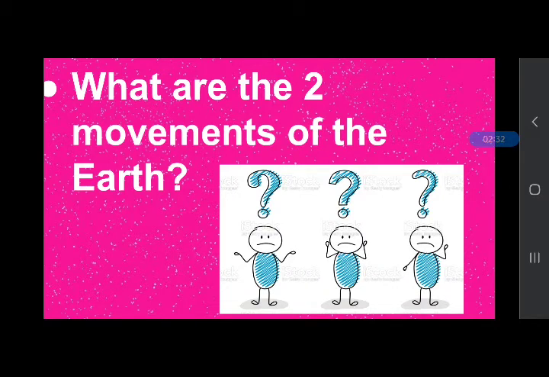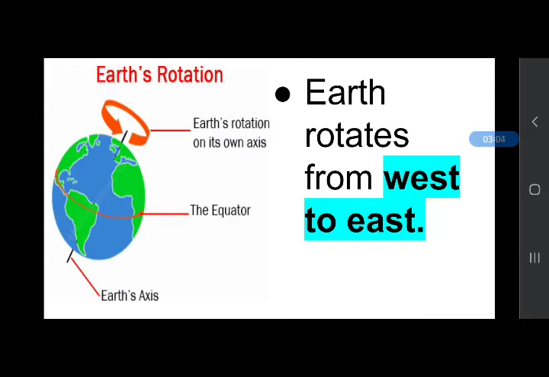Now, answer this question. What are the two movements of the earth? To answer this question, you can read the section Movements of the Earth from your book and pause the video. Read Movements of the Earth, then answer this question if you don't know. Because we have already discussed it in previous classes, but if you don't know, you can read again. What are the two movements of the earth?